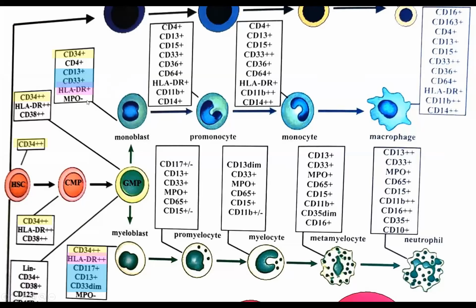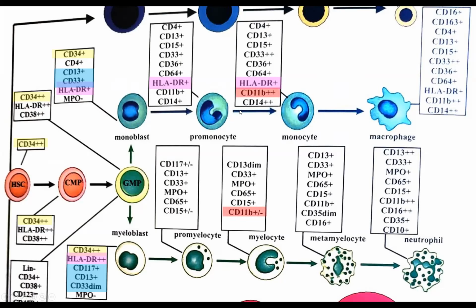Coming to HLA-DR, you see that it is brighter in the myeloblasts and it is dimmer than the myeloblast in the monoblast. Again, this will be helpful when we go through the myelomonocytic maturation. Also remember that HLA-DR is there in promonocytes and monocytes as well. Monoblast, promonocyte, monocyte, all of them have HLA-DR.